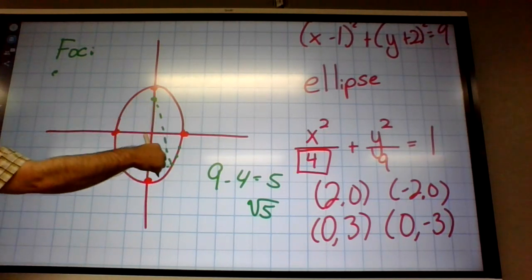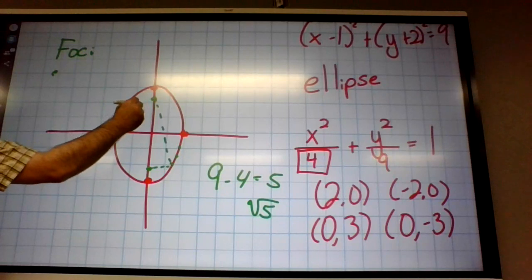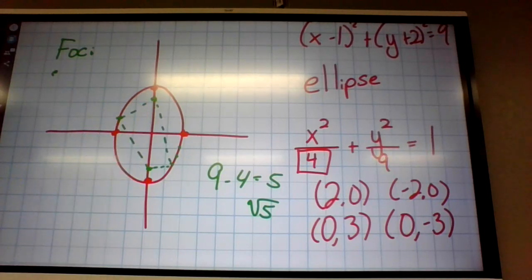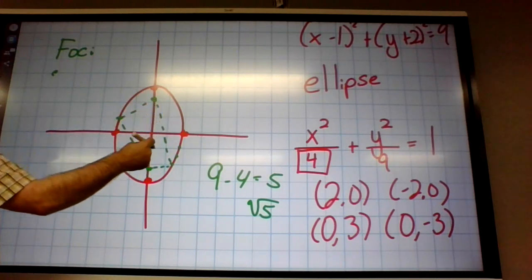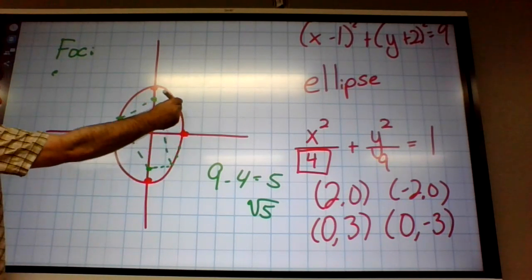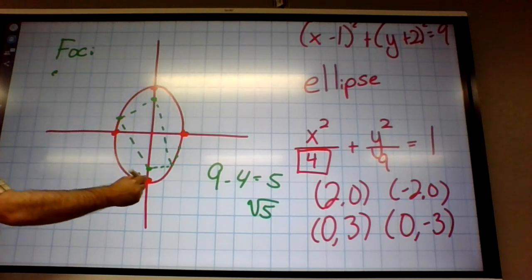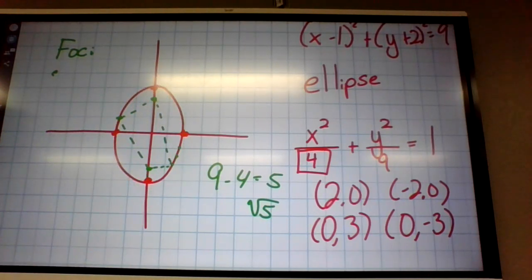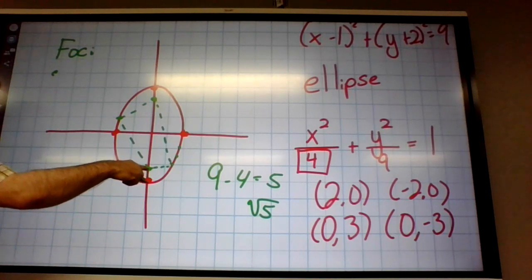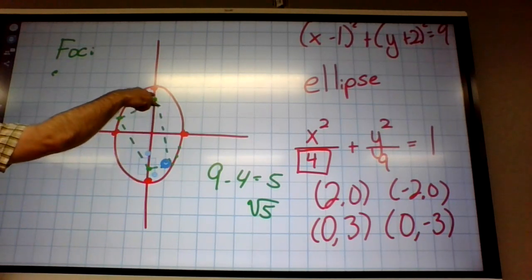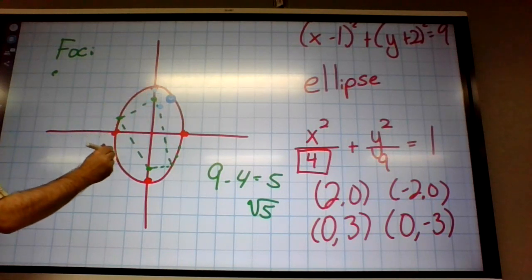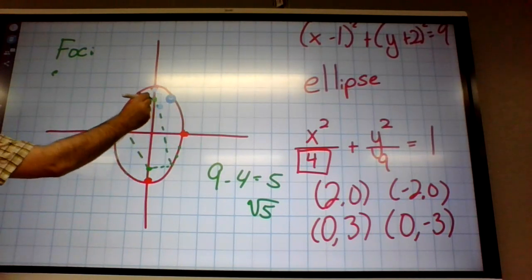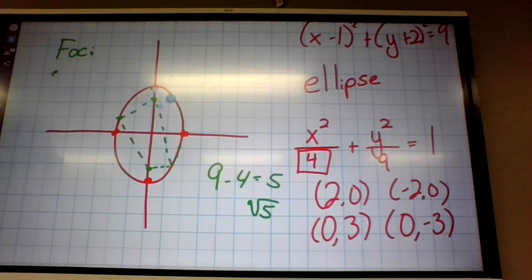So this distance plus this distance is the same as this distance plus this distance. It's kind of like if you take a string and wrap it around these, and then take a pencil and stretch it, it'll make the ellipse. Like if these are thumbtacks, and you put them there, and then you wrap a string around it. So any point on the ellipse has the same sum of distances to the two foci.